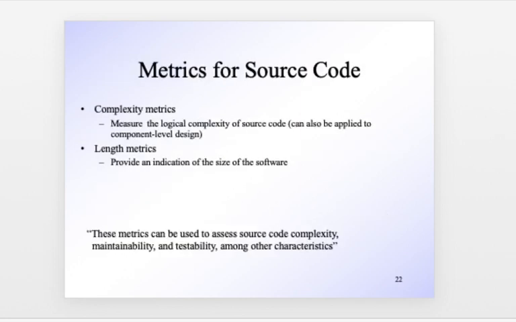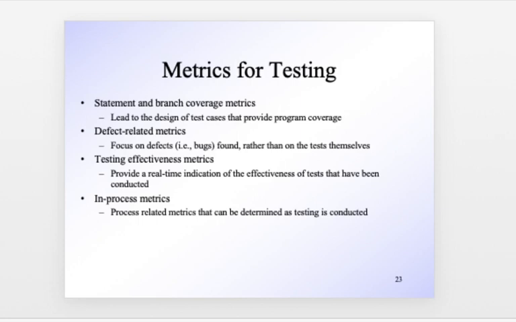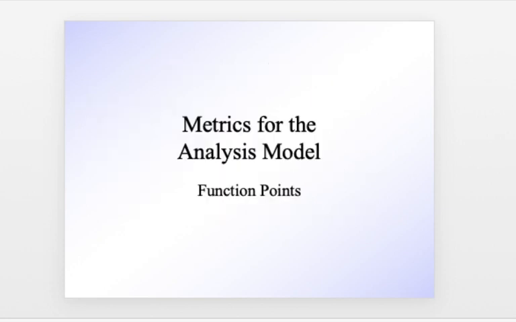If you look at metrics for the source code, we have complexity metrics that measure the logical complexity of the code, and length metrics that provide an indication of the size of the software. Then we have metrics for testing, like branch coverage metrics, defect related metrics, testing effectiveness metrics, and in-process metrics, and so on.